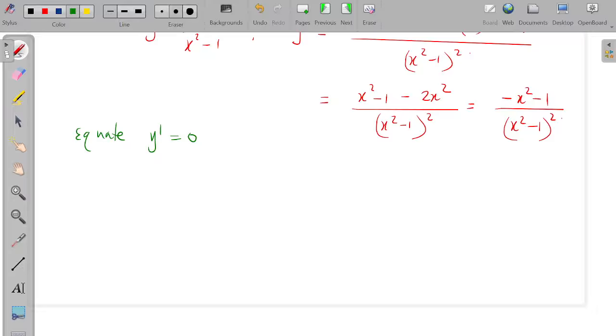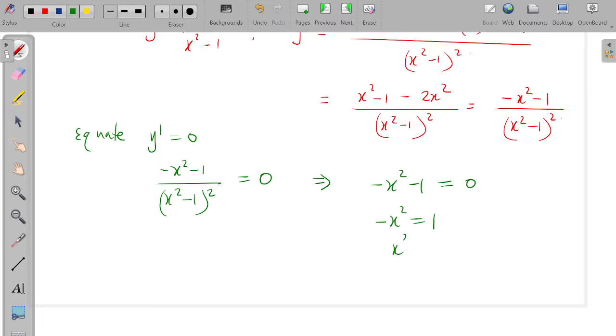So we have minus x squared minus 1 all over x squared minus 1 all squared equals 0. This implies that minus x squared minus 1 equals 0. So minus x squared equals 1, x squared equals minus 1. If you find the root, we are going to have plus or minus the root of negative 1. The root of negative 1 is not a real root. It's a complex root.